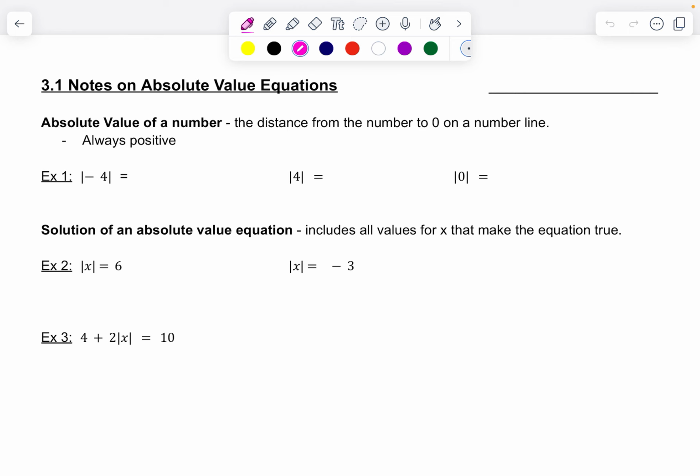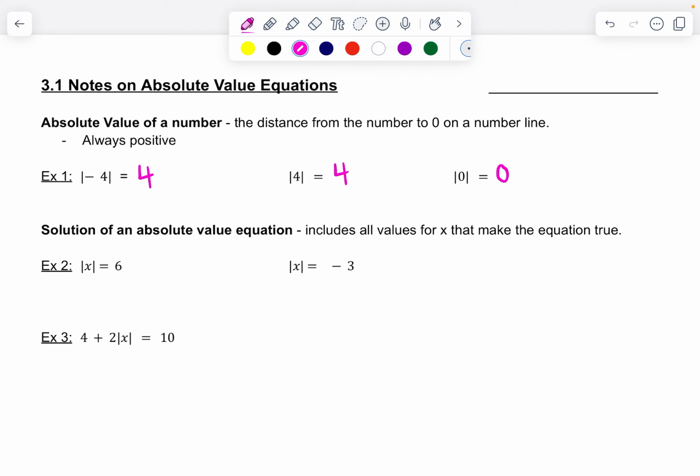Recall, absolute value is the distance from the number 0 on a number line. Absolute value is always positive because distance always has to be positive. So if we're looking at the absolute value of -4, that's 4 because it's 4 spaces away from 0 on the number line. +4 is also 4 spaces away from 0 on the number line. And 0 is 0 spaces away from 0 on the number line.